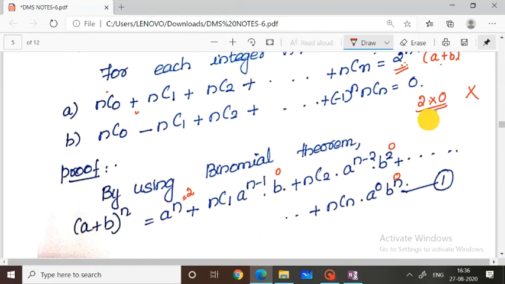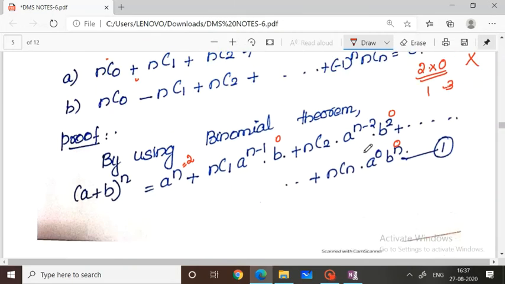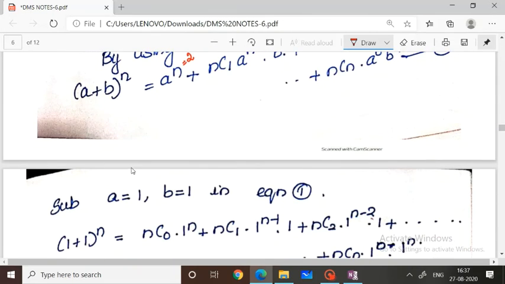Now 1 and some other values, 1 and 3 or 1 and minus 3, like this can you give? But it is not possible because ഇവിടുത്തെ terms എല്ലാം alternately നെഗറ്റീവ് കൊടുത്താൽ ഇവിടെ alternately പോസിറ്റീവ് നെഗറ്റീവ് ആയിരിക്കും വരുന്നത്. അതും പോസിബിൾ അല്ല because all the terms are positive. So therefore let us take a equal to 1 and b equal to 1.